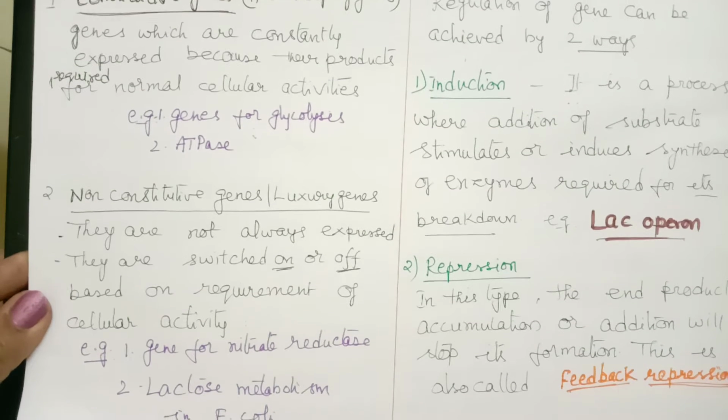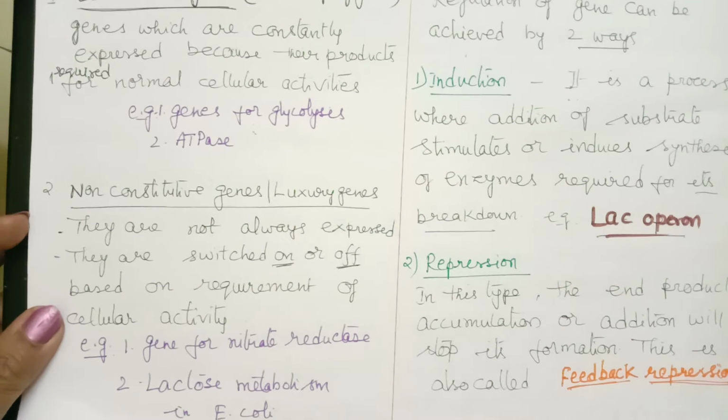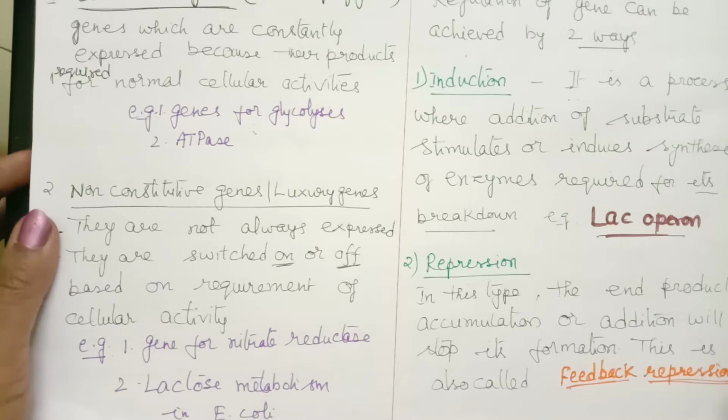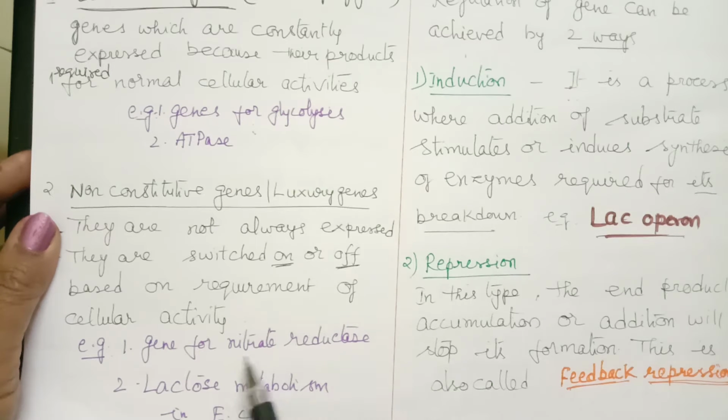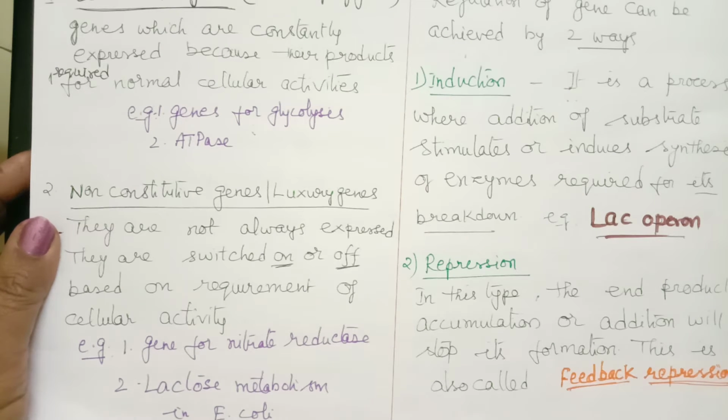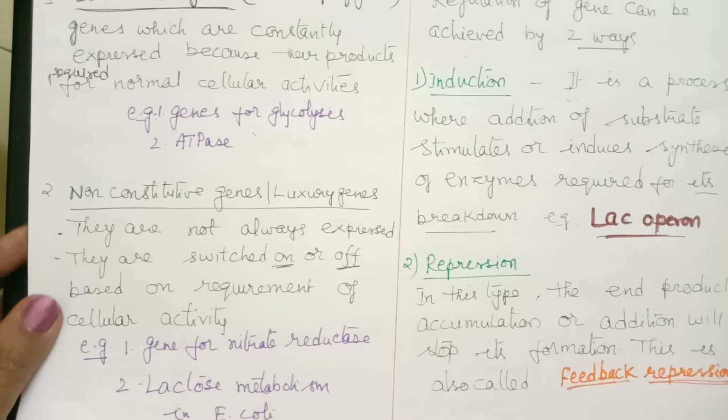For example, genes for nitrate reductase. Nitrate reduction is a process taking place in plants. Whenever nitrogen is available, this enzyme will be synthesized. First, nitrates have to be available to the plant. Then nitrate reduction can take place and it is converted into ammonia. So this process will take place only if nitrogen is present. Suppose nitrogen is not present, this enzyme cannot be synthesized.